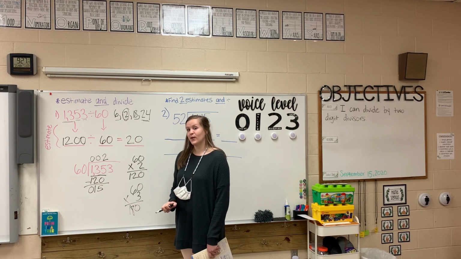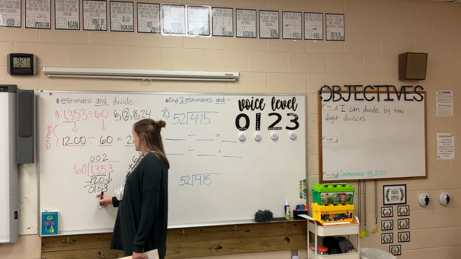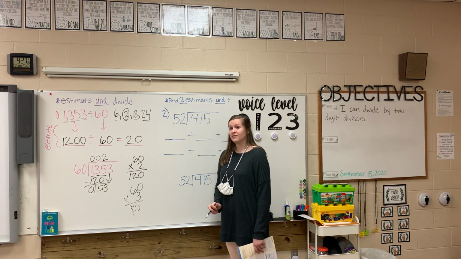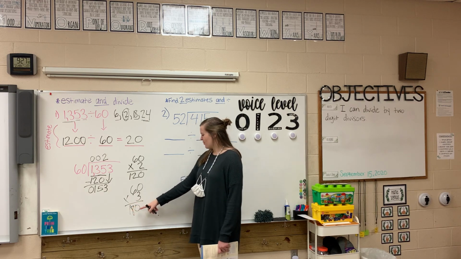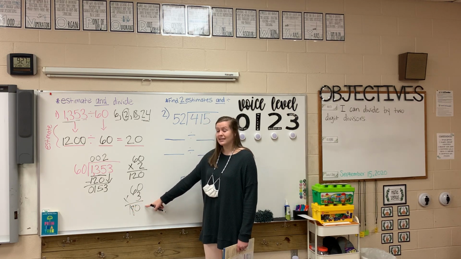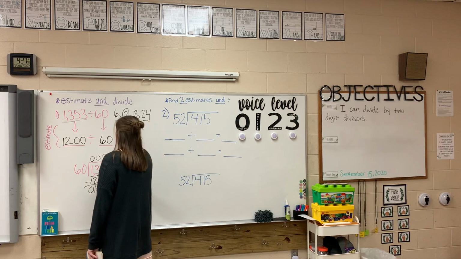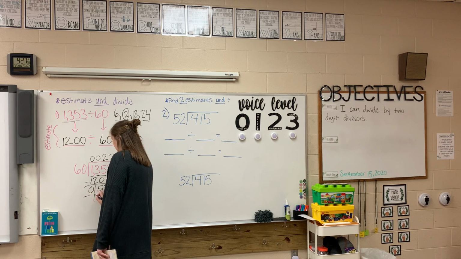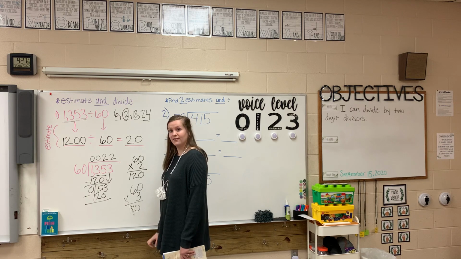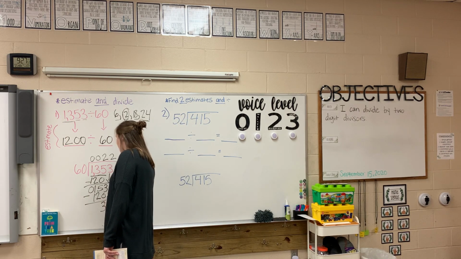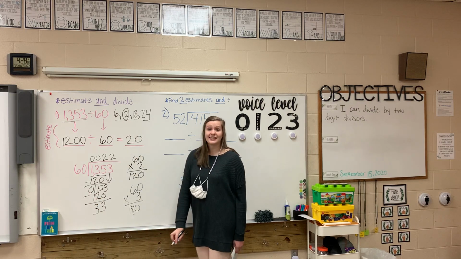What's my next step, boys and girls? Bring it down. How many times does 60 go into 153? Well, we just kind of figured that out, right? Because we don't have enough to make 180, it doesn't go into it 3 times, so 2 times. And that's still 120 that we're going to subtract. What is 3 minus 0? 3. 5 minus 2 is 3, and then 1 minus 1 is 0.